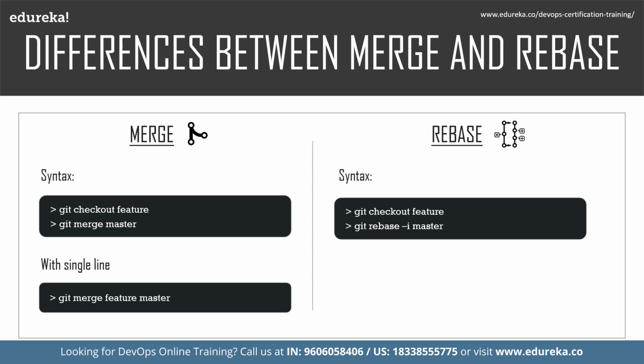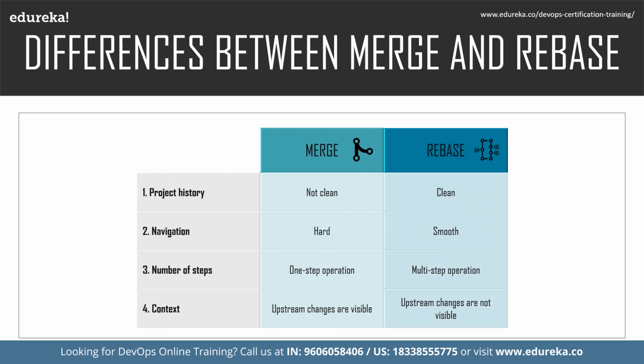Now let's look at the intricate details and the differences between Git Merge and Git Rebase. The first difference is based on the project history. Rebase provides a much cleaner project history than Git Merge. I'm pretty sure you're clear of that by now. The second difference is navigation. It is easier to navigate through the project in Rebase than it is in Git Merge. The third difference is the number of steps. Merge is a one-step operation with one place to resolve conflicts, and the commits that were reachable from the branch always remain reachable. Rebase, on the other hand, is a multi-step operation. Here there are more steps, but each of these steps are comparatively small.